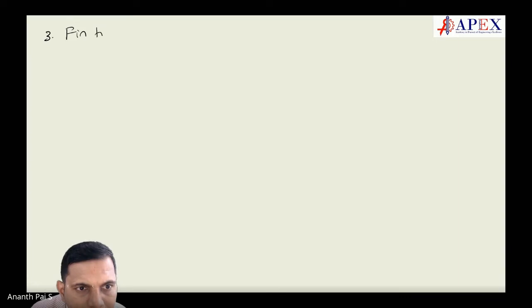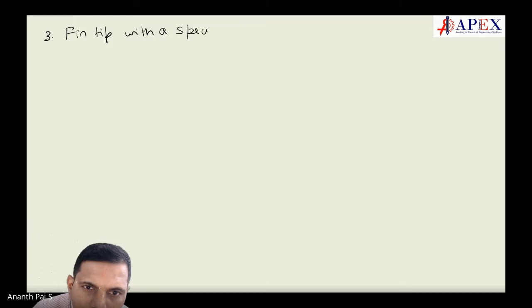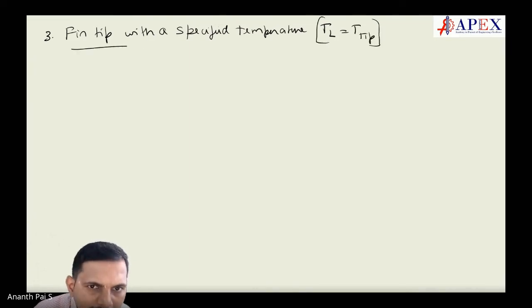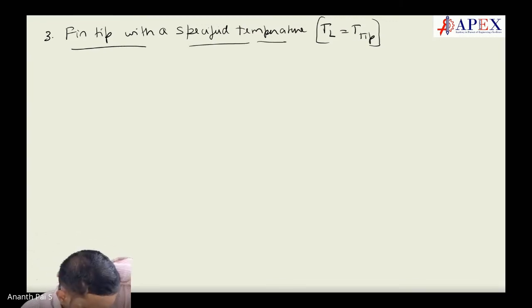Next thing, the third one, which is a fin tip with a specified temperature. That is, T(L) is equal to T tip. If they give the specified temperature at the fin tip, then what happens?